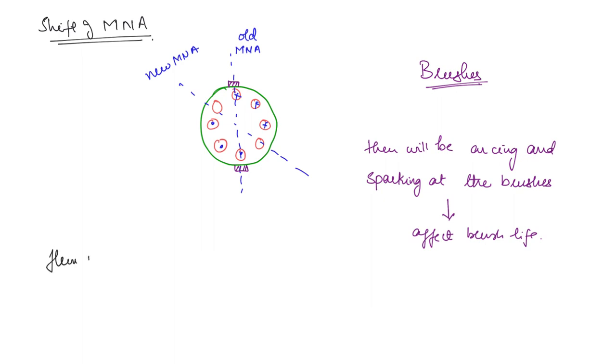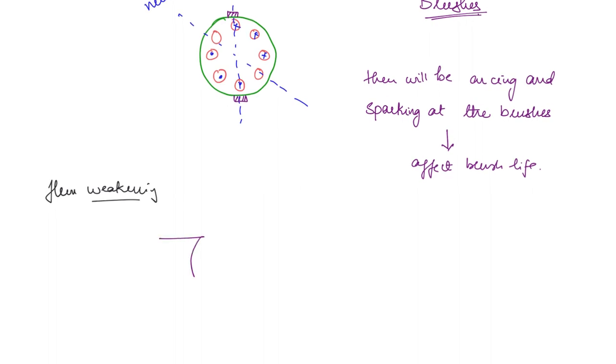Next effect was flux weakening. So if you draw the poles again and the rotor, and here the conductors are there. So once again we are considering a DC generator which is being rotated in the counterclockwise sense. Okay, so if you are considering this as the north and south pole, then the direction of current is going to be like this. Right? Now what did we get, the resultant flux lines? It was like this, right?